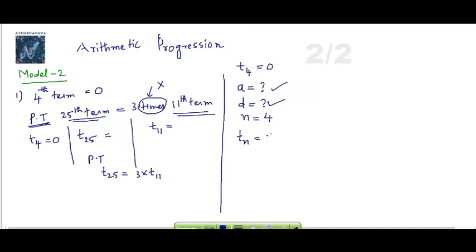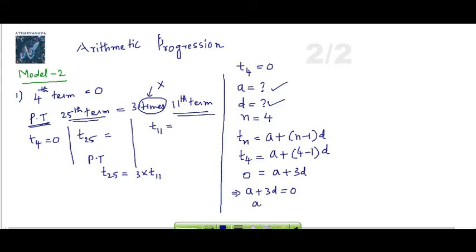Now Tn is equal to A plus N minus 1 into D, the formula. Except N, the rest will remain the same. So I'll write T4 is equal to A plus N, which is 4, minus 1 into D. Don't worry, you need not substitute A and D values because we don't have them. So A plus 3D. But what is T4? 0. So can I write A plus 3D is equal to 0? Then can I write A as minus 3D? Just simple algebra I am using.